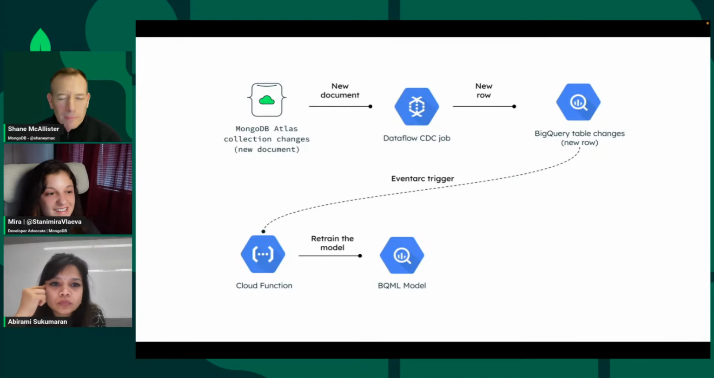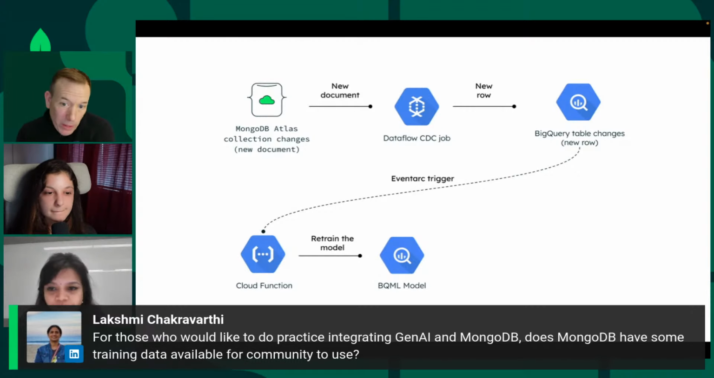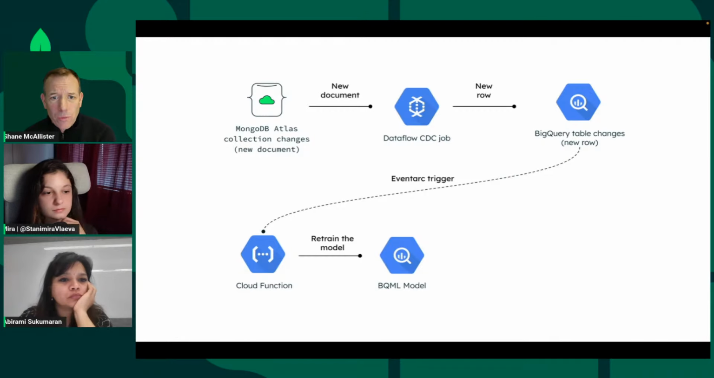Perfect. One other point, before we advance, is really more of a question. If you'd like to practice integrating GenAI and MongoDB, do we have some training data? If you go to Atlas, we have loads of sample data up there. It's restaurant reviews, it's Airbnb data, it's movies, the movies database that Mira has up there as well. And the other thing too, Abby, is that if you go to Vertex AI Studio, there's loads of templates and people can get used to playing around with that as well, correct?